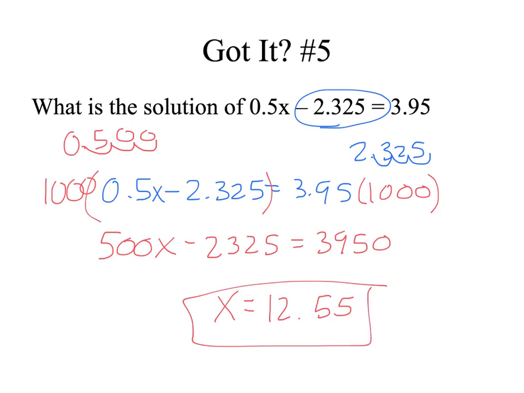So the main things here were to make sure you combine like terms, and make sure you do the distributive property if you need to. And that's it.